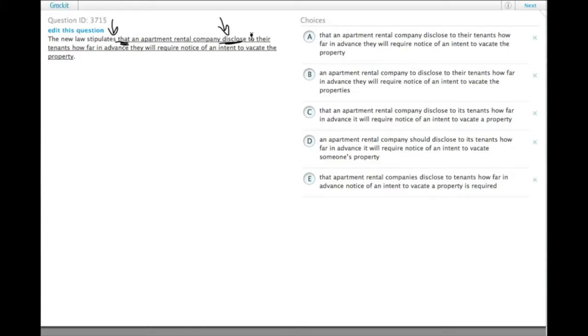The other thing that should jump out at us: all the ones that don't have "that" are going to be wrong, so it's not B or D. The other thing is "there." An apartment company is an "it," not a "they." So we want to get rid of the ones that have "there." That gets rid of A. And then we have between C and E.